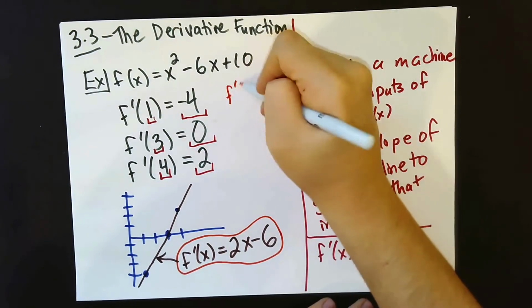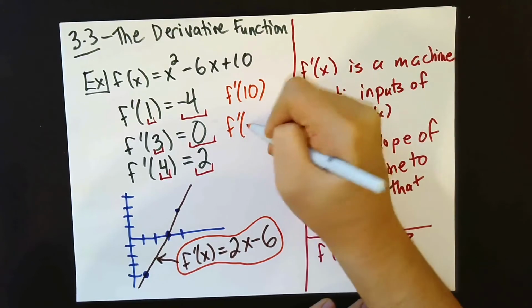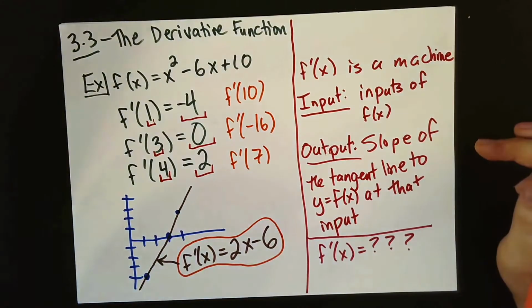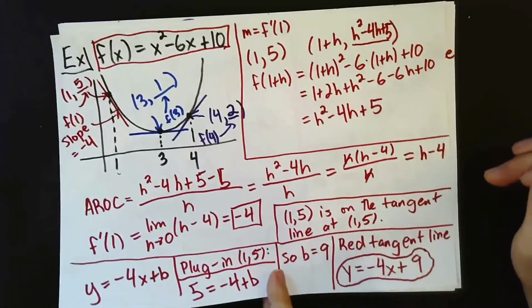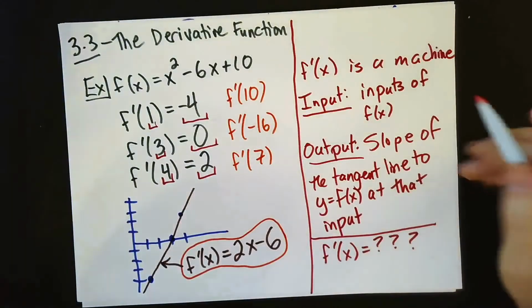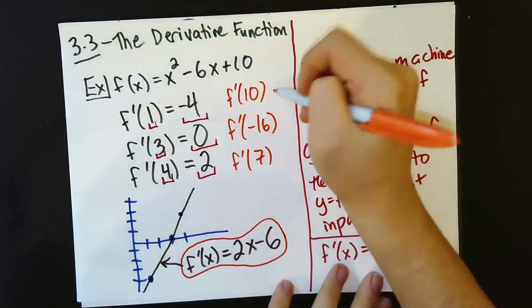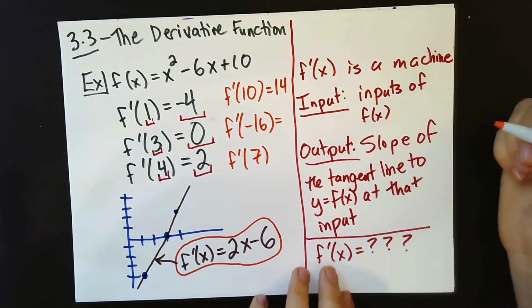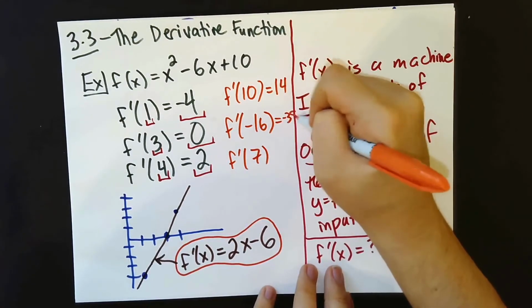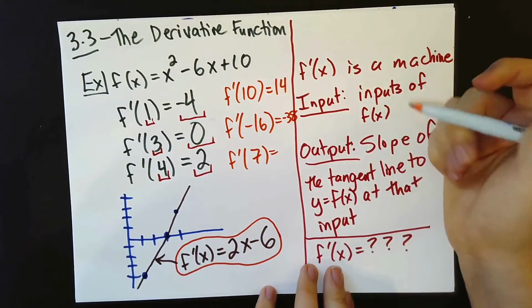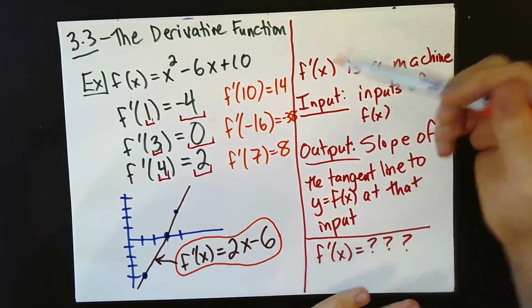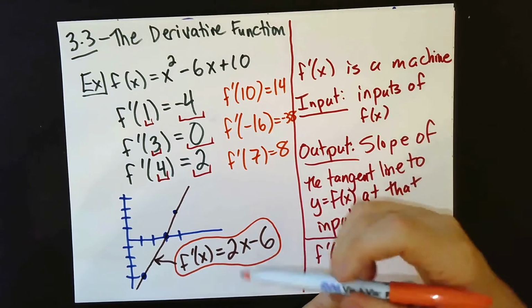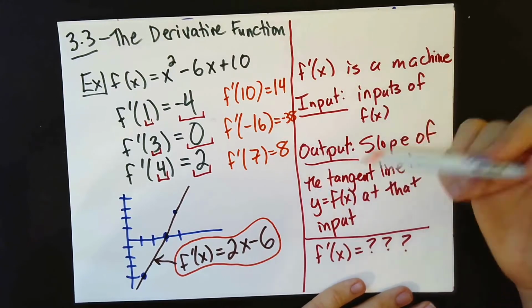Because once we have this formula, then if someone asks you any other derivatives, rather than having to go through this whole process all over again, I can actually just plug these inputs into this function. And so I would get that f prime of 10 would be 14. F prime of 16 would be minus 38. F prime of 7 would be 8. And so once you know this formula, you really know the derivative of your function at every point, or you really know the slope of the tangent line for your function at every point.